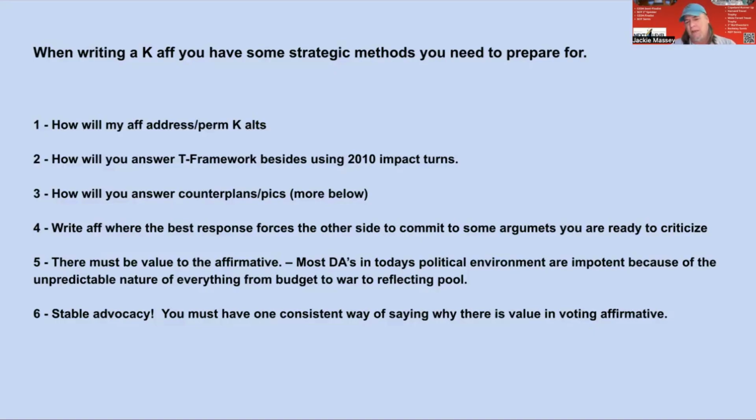What are the ethics behind your policies? Get beyond the debate, fiat isn't real, things like that. Go ahead and move into how are we being political? The fifth, and most important, is there must be value to your affirmative.